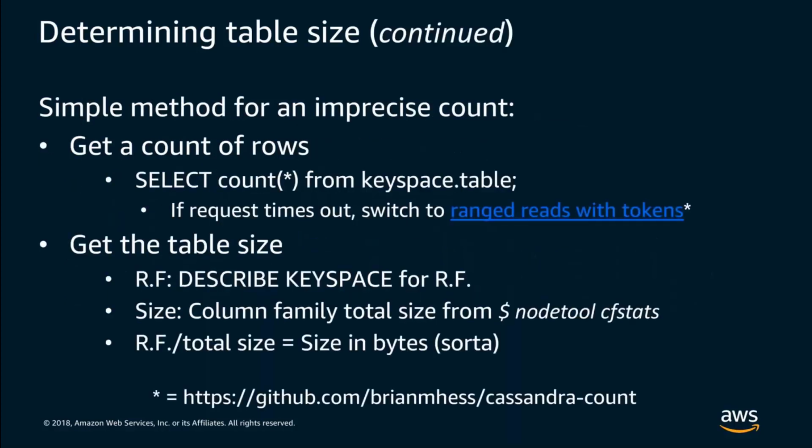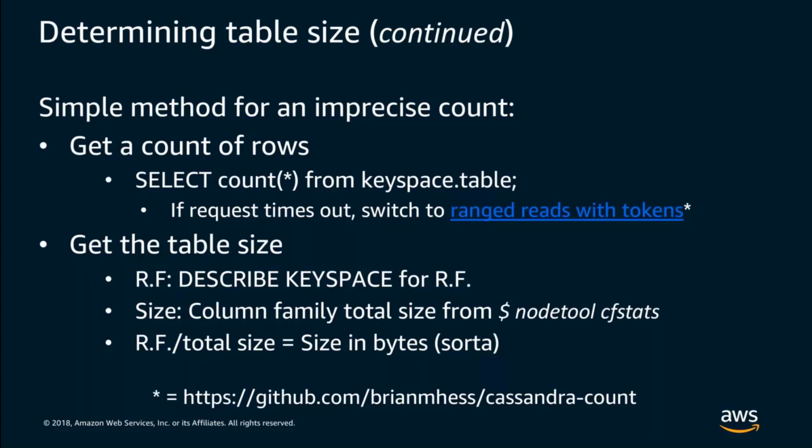So let's go into a simple method to determine the size. First, get a count of all the rows in the keyspace table. I have a link there, not endorsing one particular library over another, but this one has a ranged read library. It's written in Java. It's open source. You can go and check it out. So we're essentially getting a count of all the rows in the table. With the ranged reads, you have the ability to slow down the rate of reading and only target certain tokens in that token range so you don't overwhelm a single server.